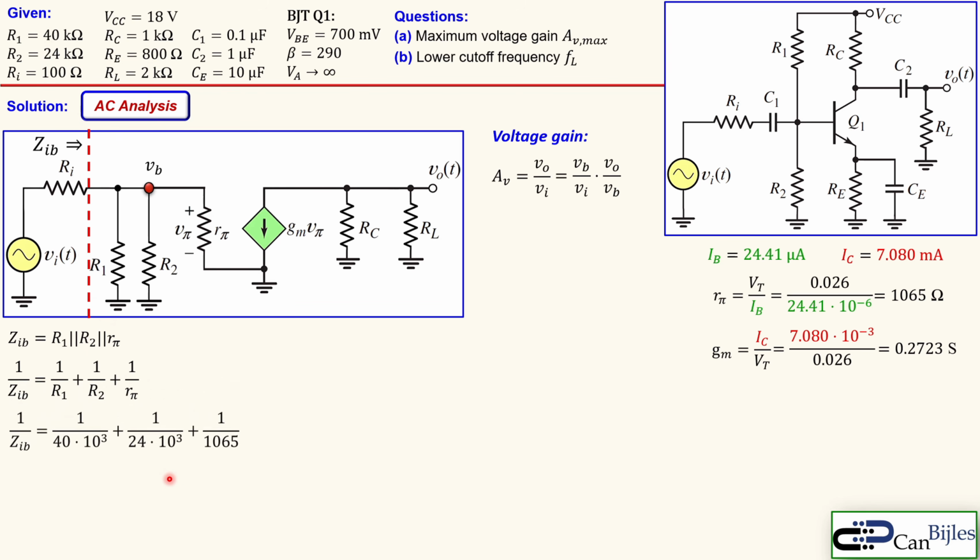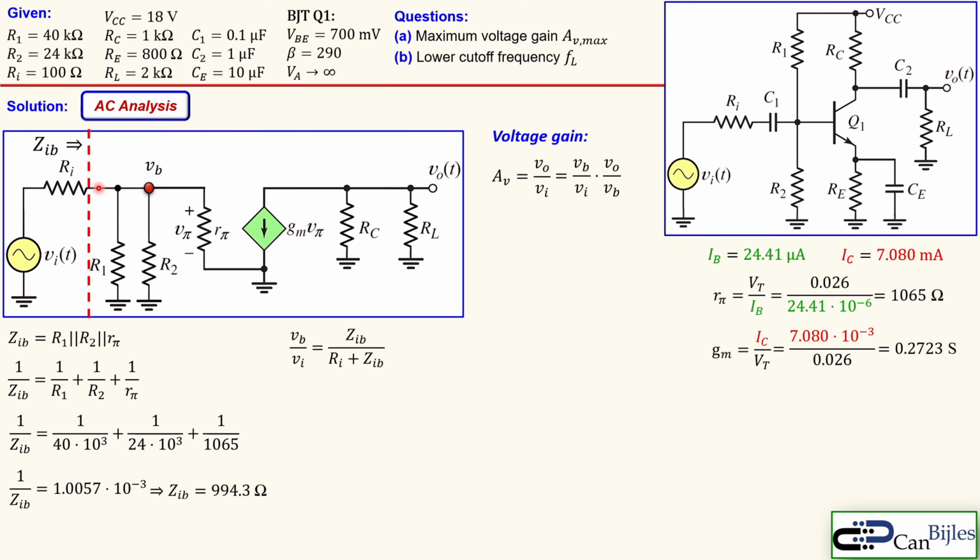So we can calculate that, just substitute here the values, and you get here 1 over the ZIB is then approximately 1.0057 times 10 to the power minus 3. So ZIB is then 1 over that, which is then 994.3 ohms. So I see this resistor looking in the base effectively. So I can then apply here the voltage divider rule actually, so I can say VB over VI is ZIB over the RI plus ZIB.